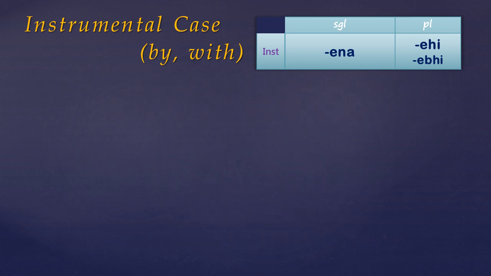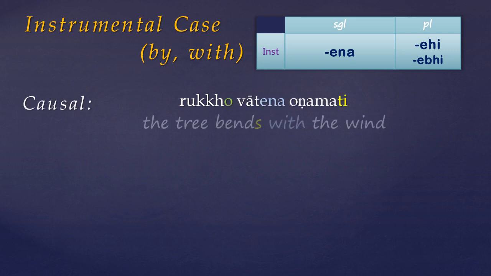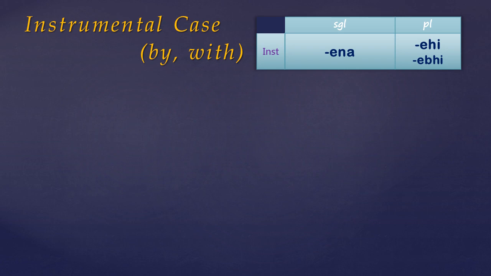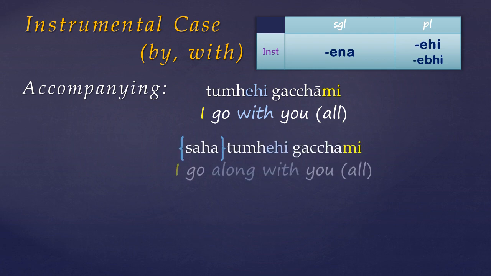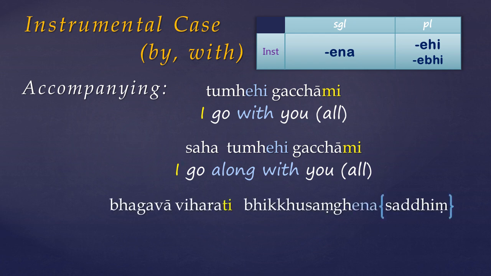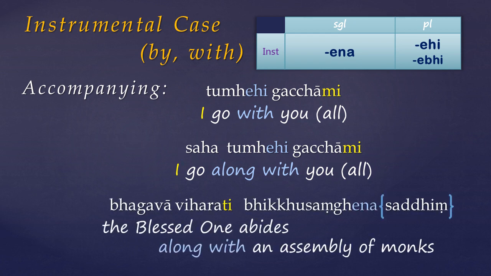Unlike by and with in English, it can mean the cause or the motive for something. Unlike the word with, it can simply mean accompaniment or association. And in this usage, the instrumental noun is often coupled with one of two adverbial particles. Saha, which usually goes before the instrumental noun, and saddhiṃ, which normally follows the instrumental noun. And both these mean along with or together with.